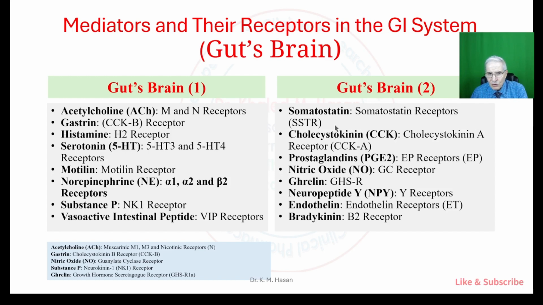Continuing with the receptors: somatostatin binds the SSTR receptor. Cholecystokinin has the CCK receptor. Then we have the prostaglandin receptor. Nitric oxide acts through the GC receptor, which stands for guanylate cyclase receptor. Then we have the ghrelin receptor, the neuropeptide Y receptor, and the endothelin receptor, which binds to the ET receptor. The final one is the bradykinin B2 receptor.